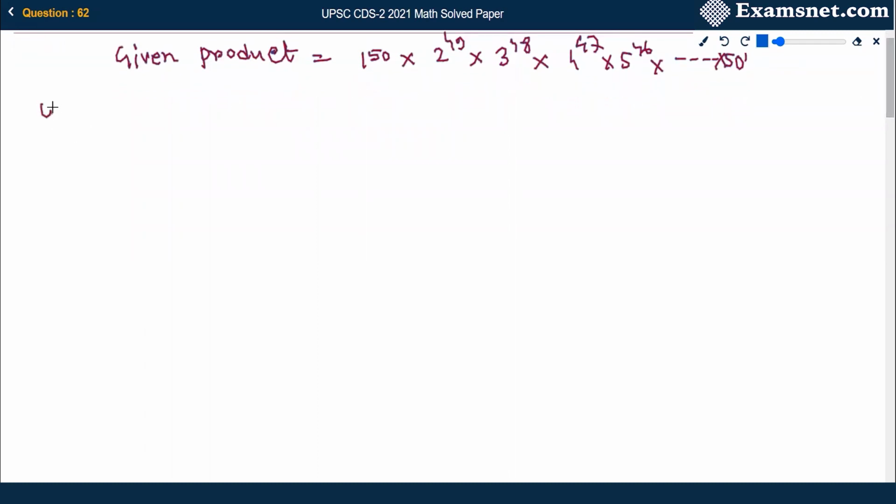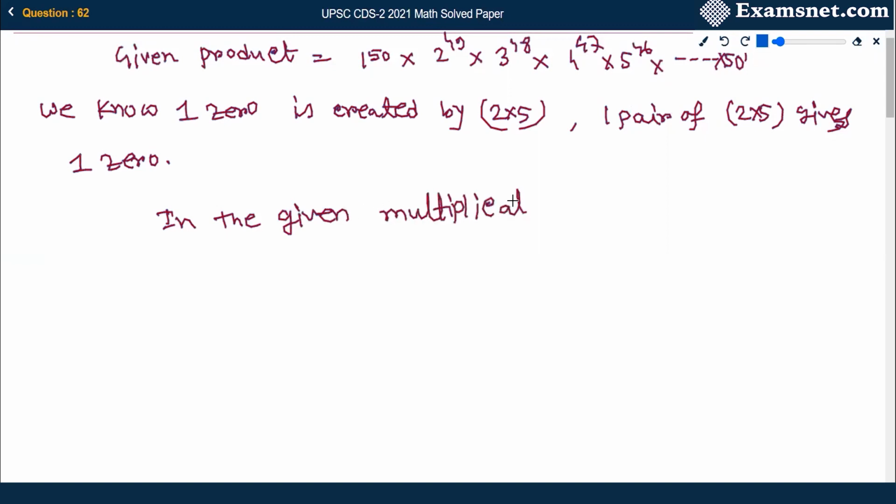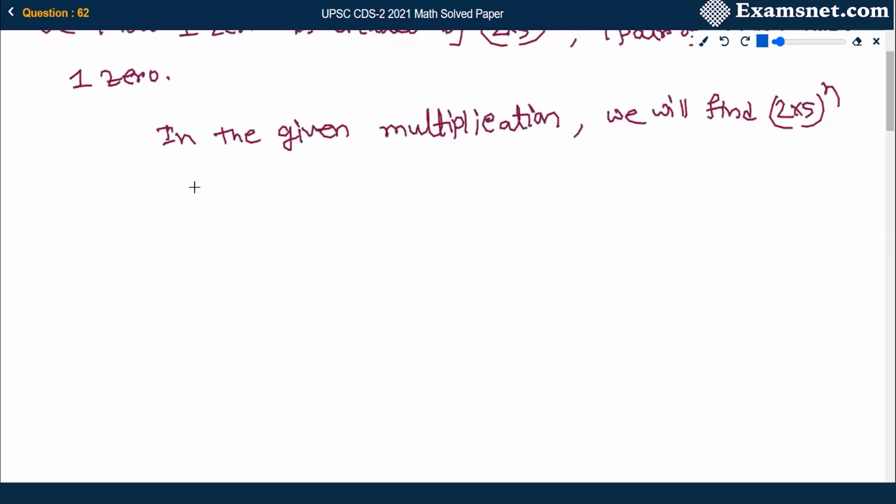So we know that when we multiply 2 and 5, we get 10. So we know 10 is created by 2 multiplied by 5, correct? So that means one pair of 2 multiplied by 5 gives 10. Okay, so we will count how many such pairs are there in the given product. In the given multiplication, we will find 2 multiplied by 5 whole to the power n. Here, n represents the number of zeros in the expression.